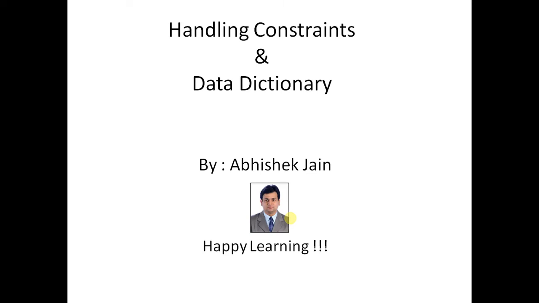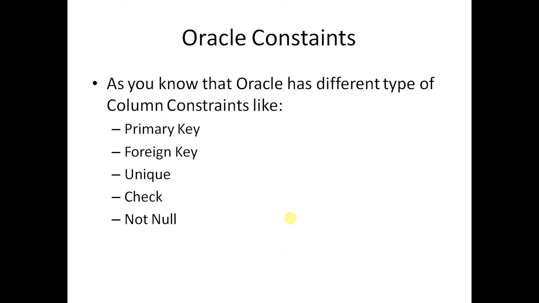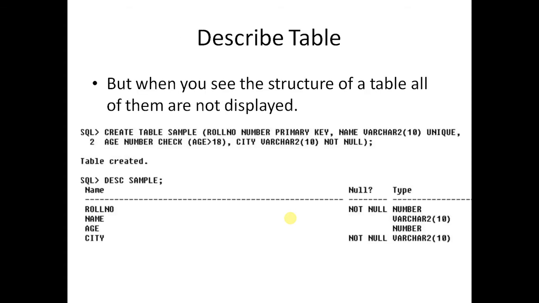Data Dictionary. Hello all, welcome to this tutorial on how to handle constraints and where to see them in Data Dictionary. As you might remember from previous classes, Oracle supports different types of constraints like primary key, foreign key, unique, check, not null, etc. But if you see the structure of the table, all of them are not displayed.